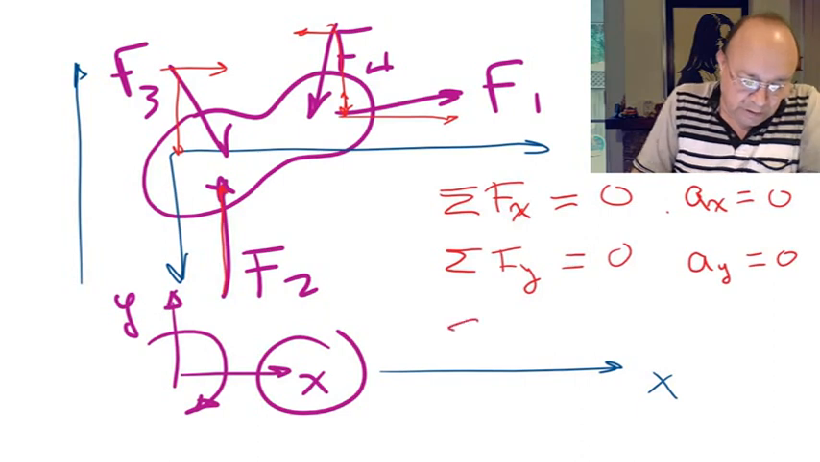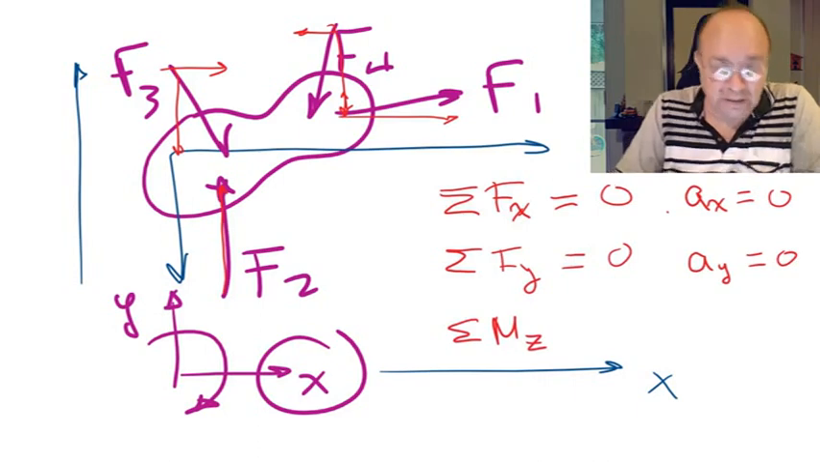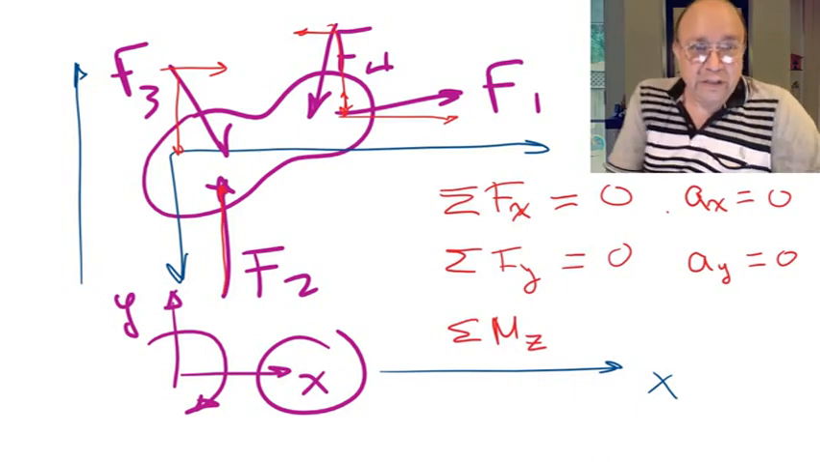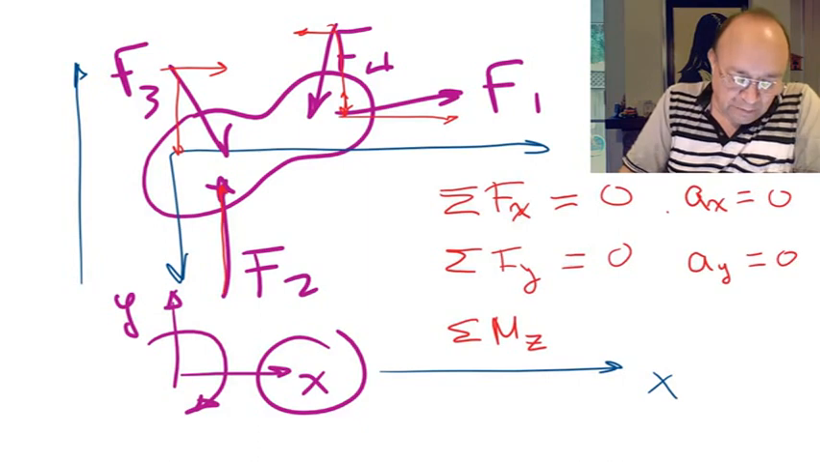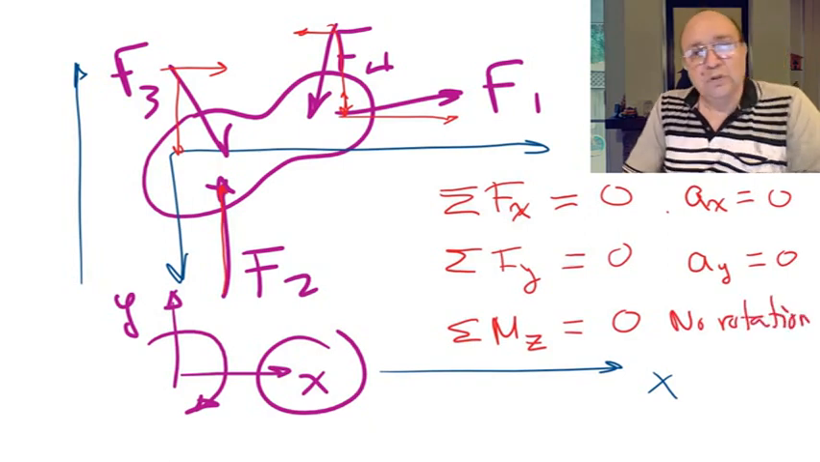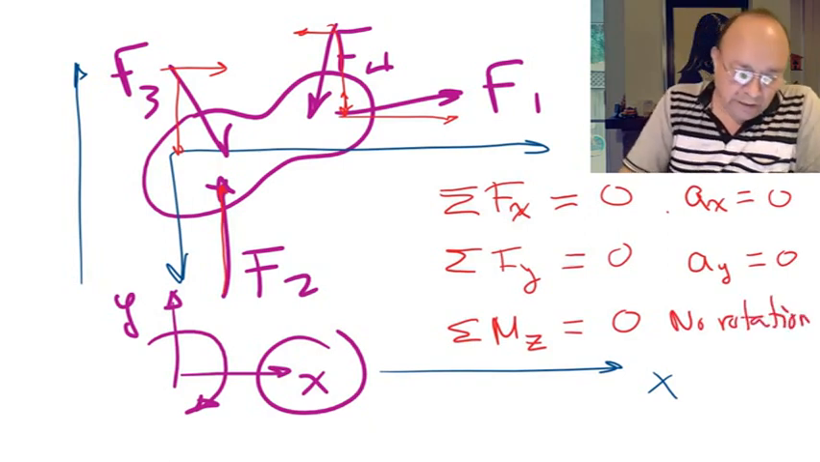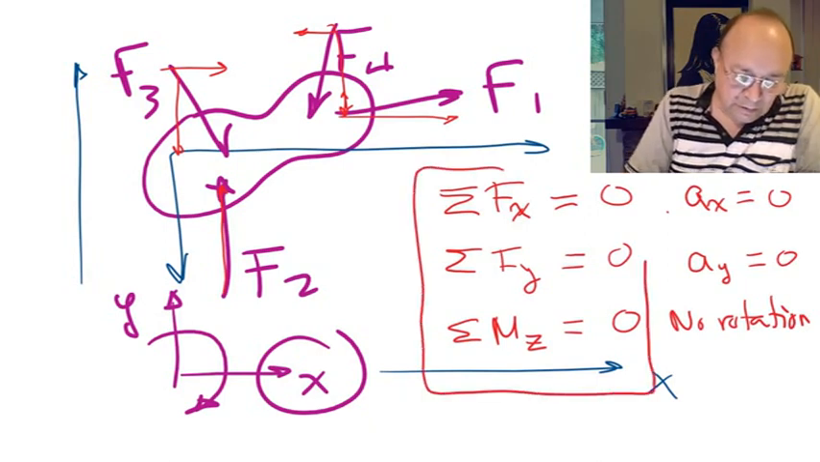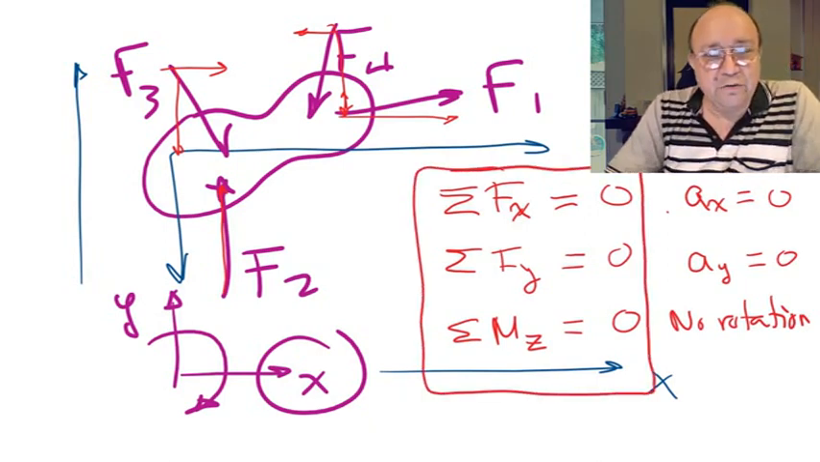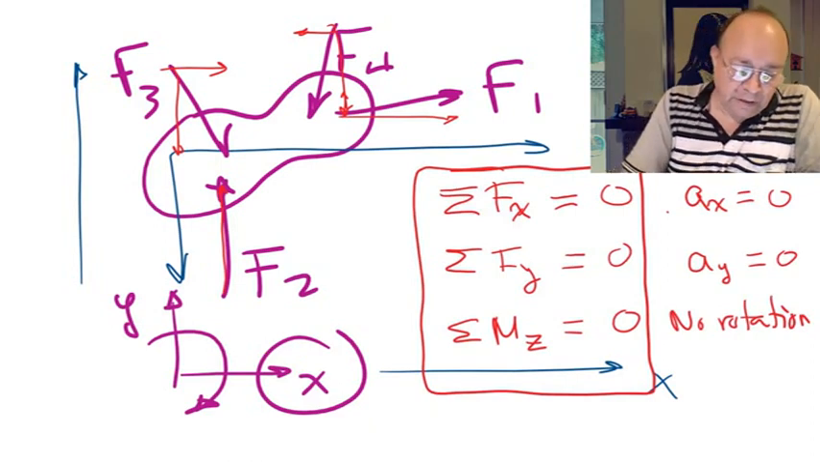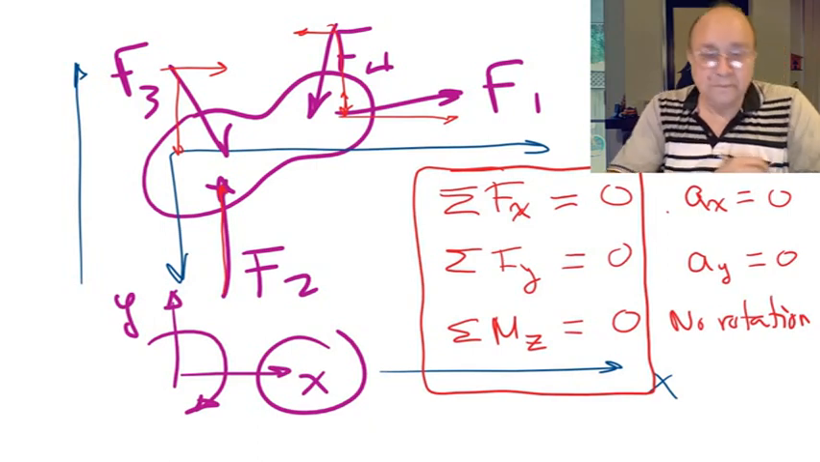So you just express that as summation of moments, in the z direction, or we can say just summation of moments, because we will be working only on the 2D plane. If that summation of moments is equal to 0, then we guarantee that there is no rotation. So those are the three equations that we have to verify in order to guarantee the equilibrium of a rigid body in the 2D plane, equilibrium in 2D.